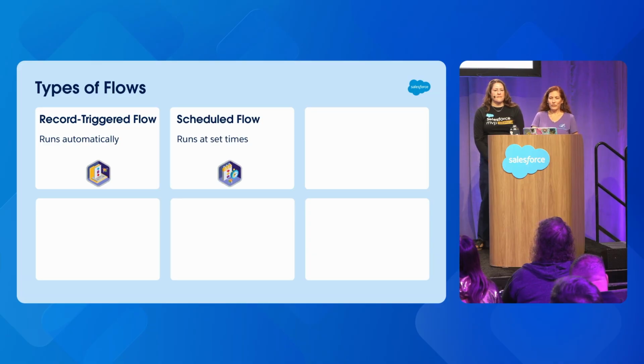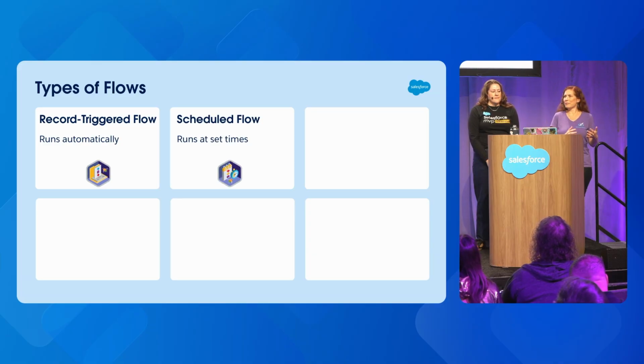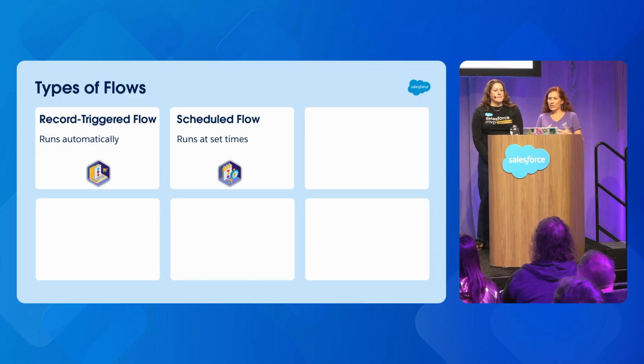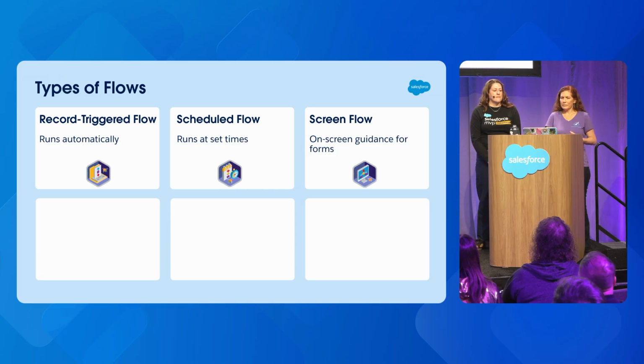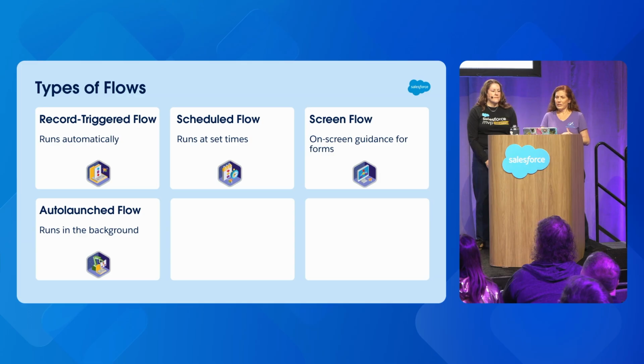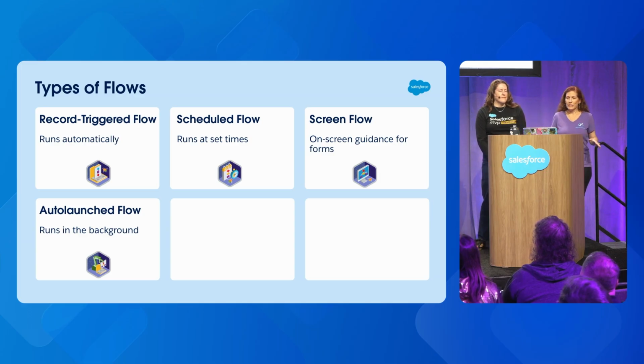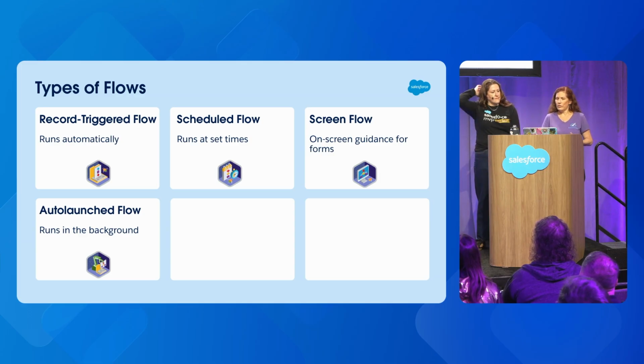Next is scheduled flows. These are run at set times. You can set them to run weekly or daily. They're great for more like batch jobs, bulk updates, data cleanup, things like that. Screen flows bring in a user interface. These are often used for guiding a user step-by-step in an online form. And auto-launch flows, these run in the background. They don't require any screens at all. And they are often used and reused across other flows, making a really nice modular design and making it really easy to maintain.